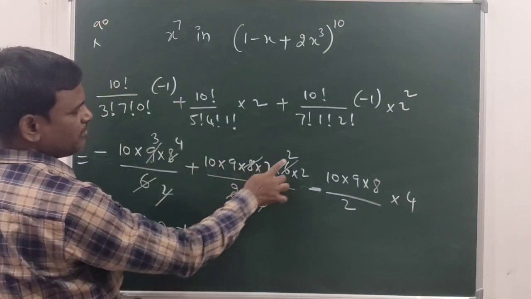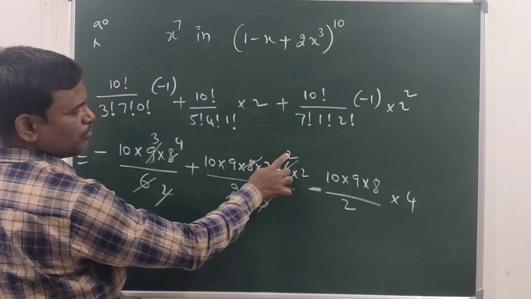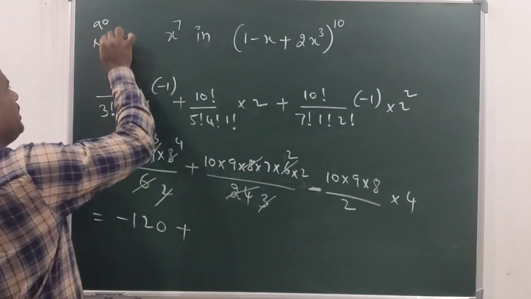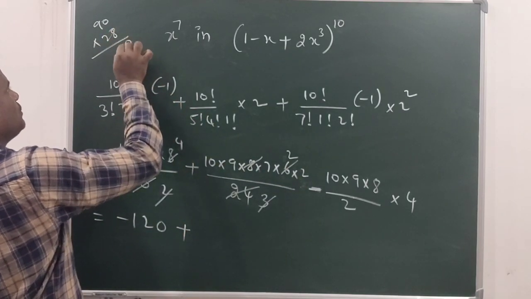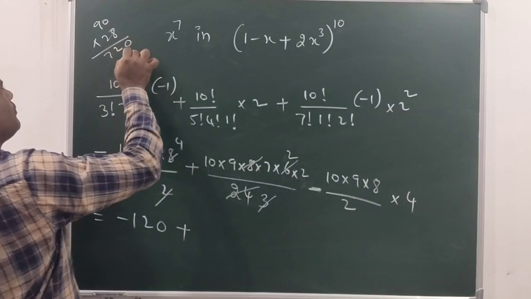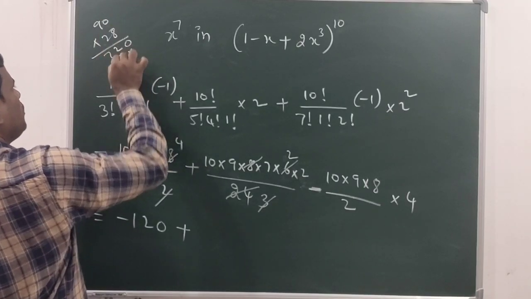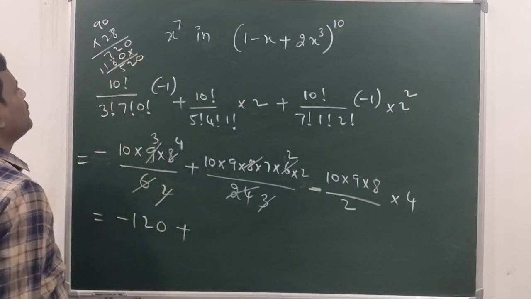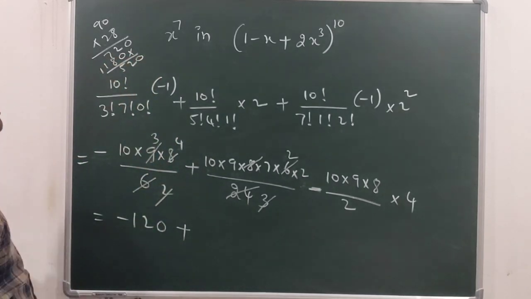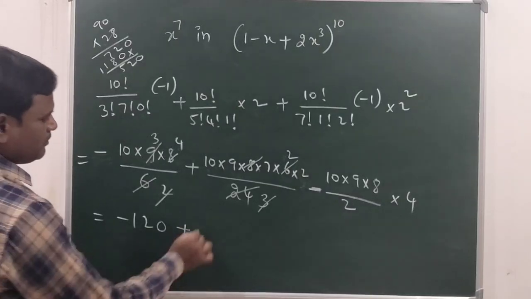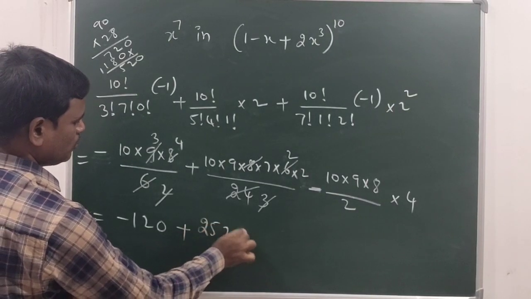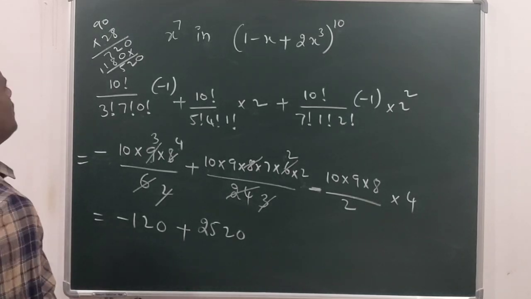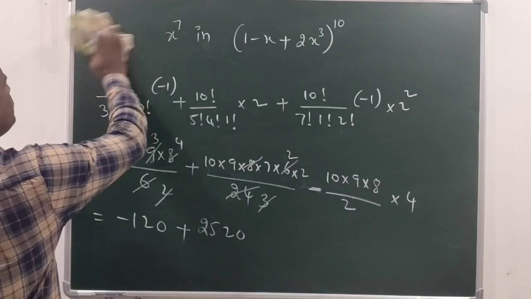10 9 is 90, 7 2 is 14 plus, okay, 28. 7 2 is 14, 14 2 is 28. Now 8 0 is 0, 8 9 is 72. Now 2 0 is 0, 2 9 is 18. So 0 2 5 1. So how much are you getting? So 2 5 2 0. Okay students, 2 5 2 0.